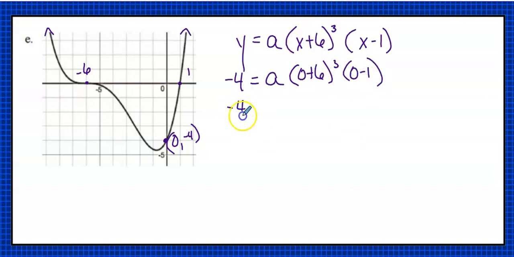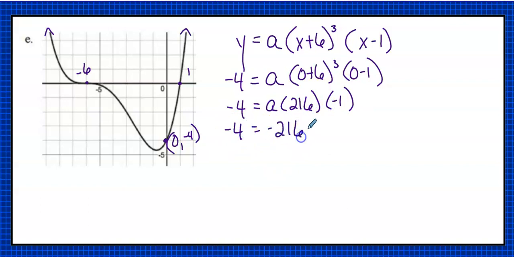All right. So that's going to be 6 cubed, I believe. Let's see, let me make sure. 216. That's 216, and then that's -1. -4 equals -216a. Don't get confused. Don't divide by -4. We are dividing by the coefficient of a. And I believe that's 1/54th.